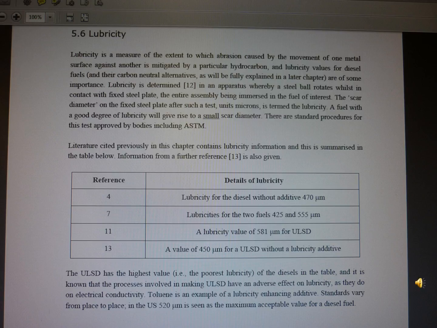This lubricity is determined in an apparatus where a steel ball rotates in contact with a face plate, the entire assembly being immersed in the fuel. The scar diameter on the face plate can be tested. So in the diagram you can see the detailed lubricity, the determination and reference, and detailed lubricity you can see on this table.